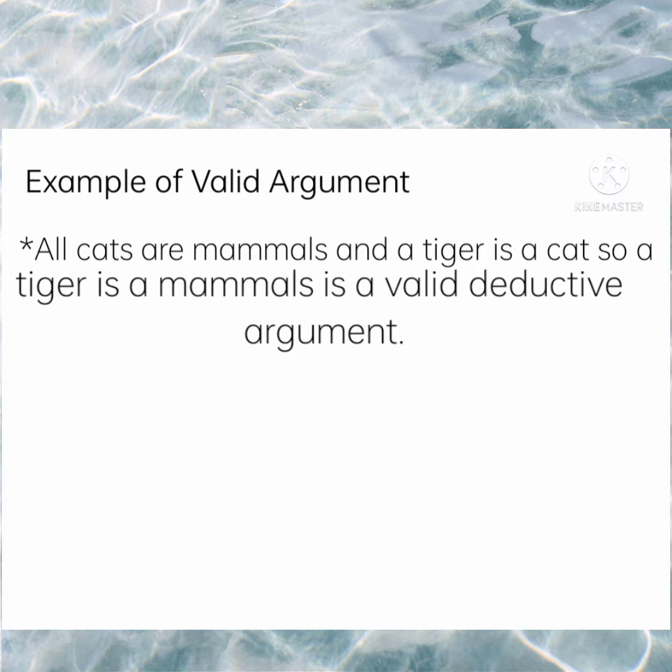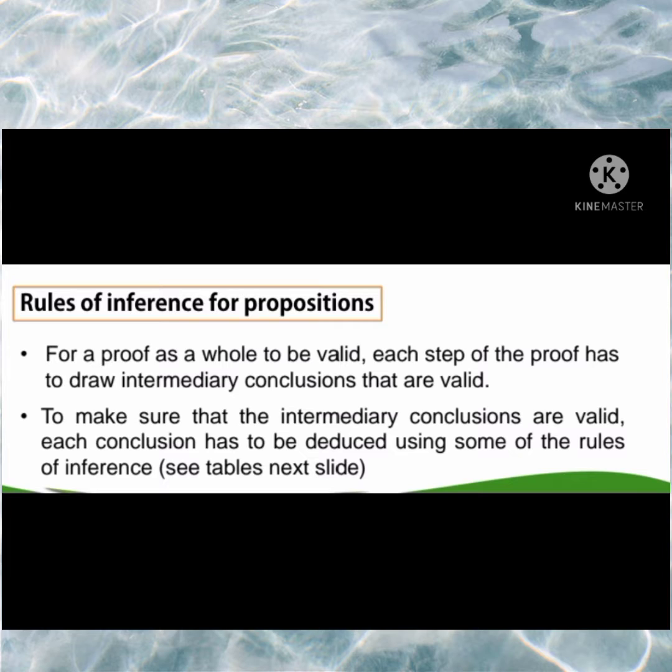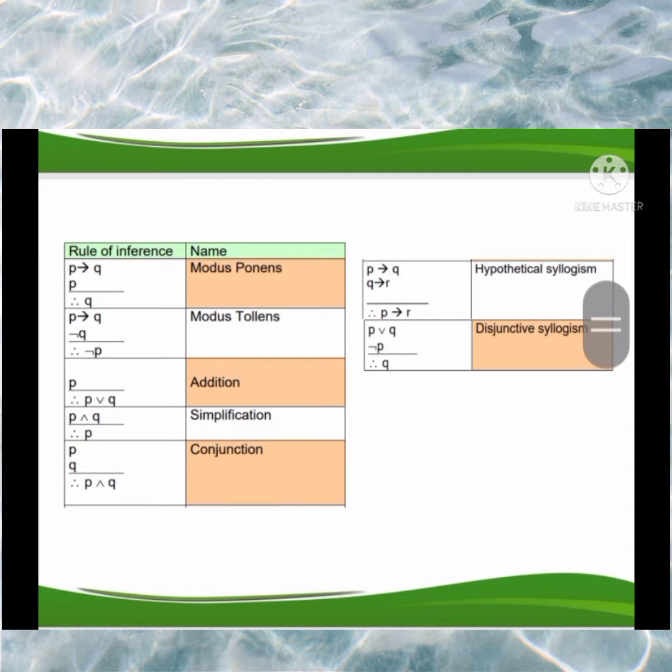Rules of inference for propositions. For a proof as a whole to be valid, each step of the proof has to draw intermediate conclusions that are valid. To make sure that intermediate conclusions are valid, each conclusion has to be deduced using some of the rules of inference. See table on the next slides. There are 7 rules of inference: modus ponens, modus tollens, addition, simplification, conjunction, hypothetical syllogism, disjunctive syllogism.